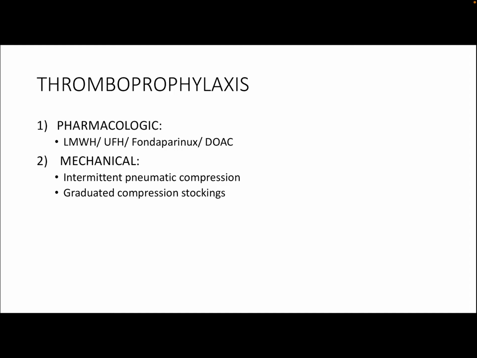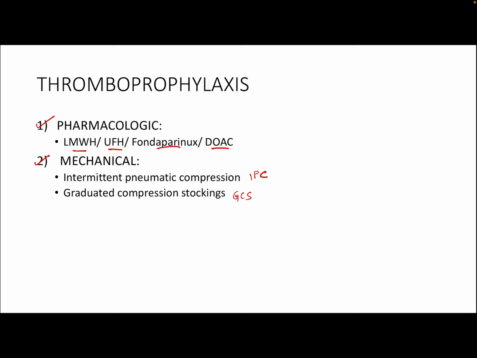Coming to thromboprophylaxis. These are a few prophylactic measures that we take to prevent DVT, for patients who are bedbound in the hospital or admitted after a surgery. These are a few things that we could consider. Pharmacologic thromboprophylaxis would be with either low molecular weight heparin or unfractionated heparin, fondaparinux, or the DOACs. And mechanical methods of thromboprophylaxis include IPC, that is intermittent pneumatic compression. These are basically cuffs that are placed around the legs that inflate with air and squeeze the calves when they get inflated. And this squeezing of the calf is supposed to increase the blood flow in the leg veins. The second is graduated compression stockings, or GCS.